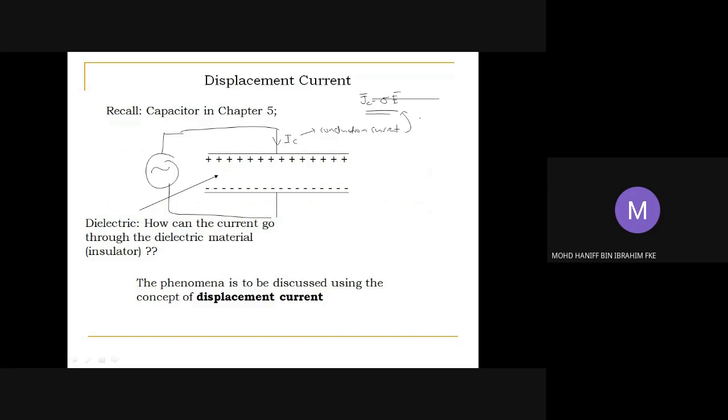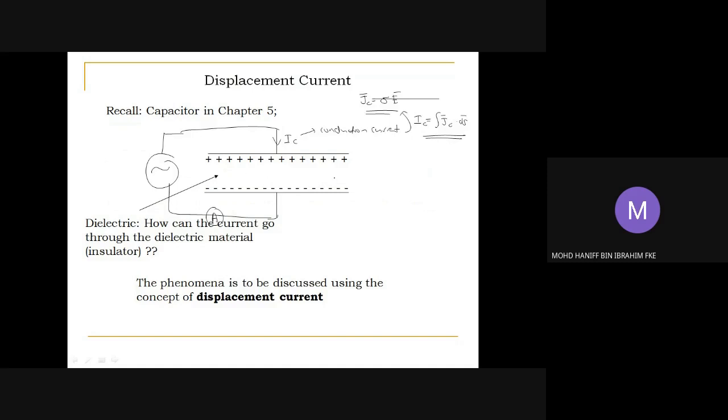The conduction current IC is calculated as the integral of JC dot dS. We learned this equation in chapter 5, the relationship between current I and current density J. So IC is the conduction current flowing in the conductors. If we put an ammeter here, we can have an ammeter reading because the current can still flow in this circuit.